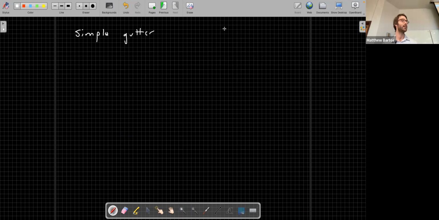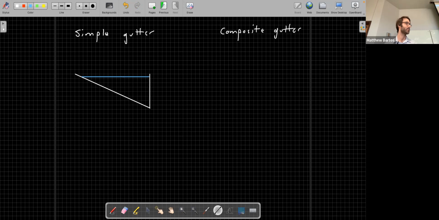And the second is a composite gutter. Okay, and a simple gutter is kind of what it sounds like. It's a relatively simple kind of gutter. It is essentially just a triangle, and we're going to treat it as a right triangle here. And the water collects in this gutter like so.